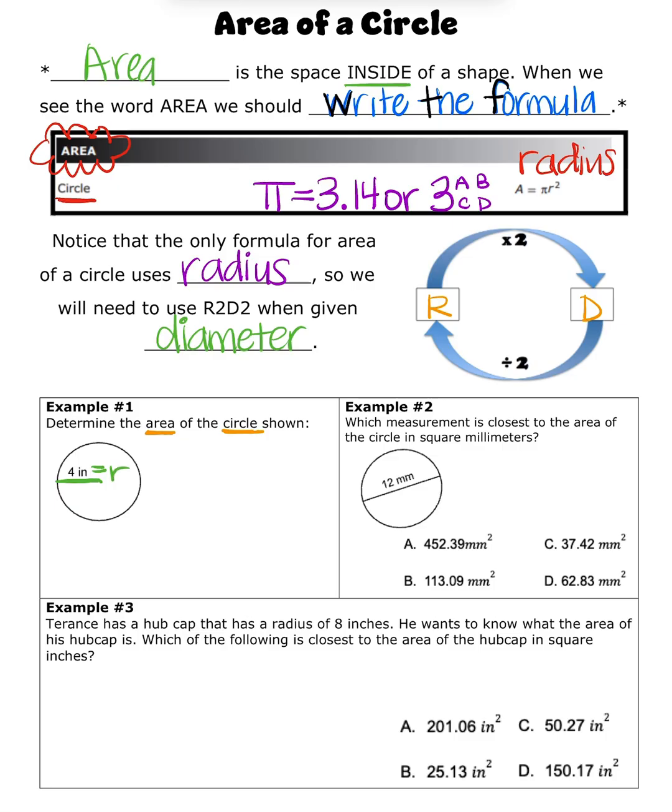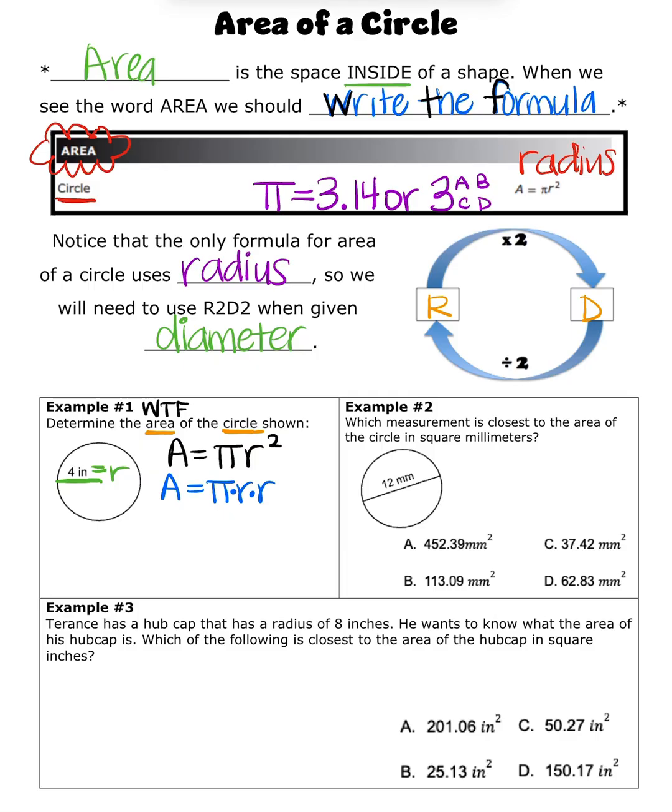So I'm going to go write my formula, write the formula anytime we see the word area. So I'm going to go write area equals pi r squared. So let's refresh our memories on what an exponent 2 means. An exponent 2 means you're going to multiply the base twice. So let's write that out in expanded form. And so that will actually look like this. Area equals pi r r. So pi times r times r.